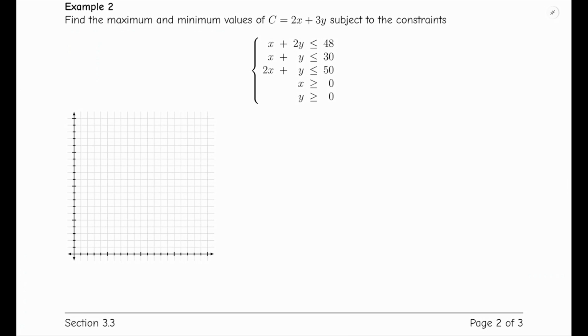Hello, this is the second video for section 3.3. Example 2. Find the maximum and minimum values of c equals 2x plus 3y subject to the constraints below.